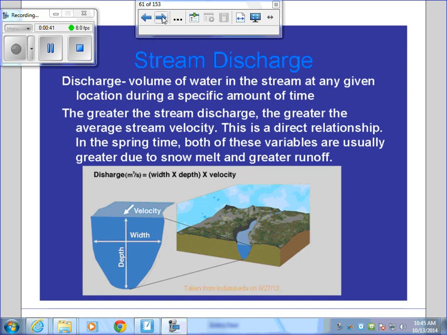First, on page 4 in your note packet is the term stream discharge. Discharge refers to the volume of water in the stream at any given location during a specific amount of time. Or in other words, how much water is leaving the stream at any specific time period.